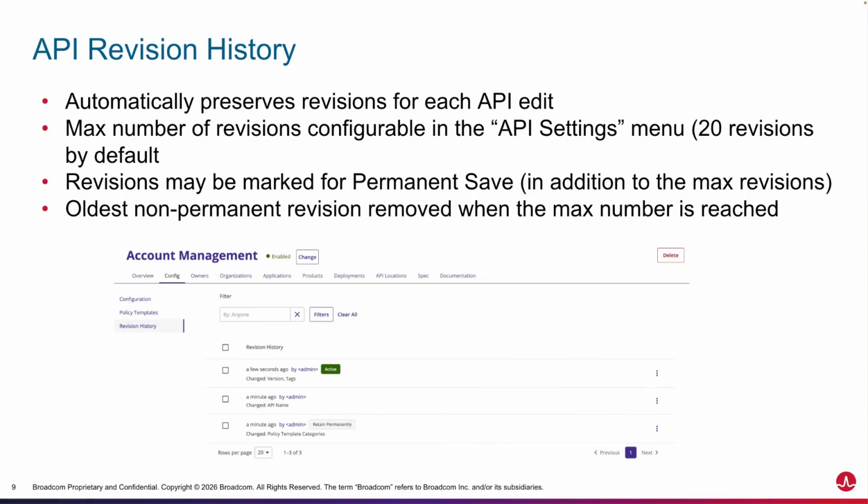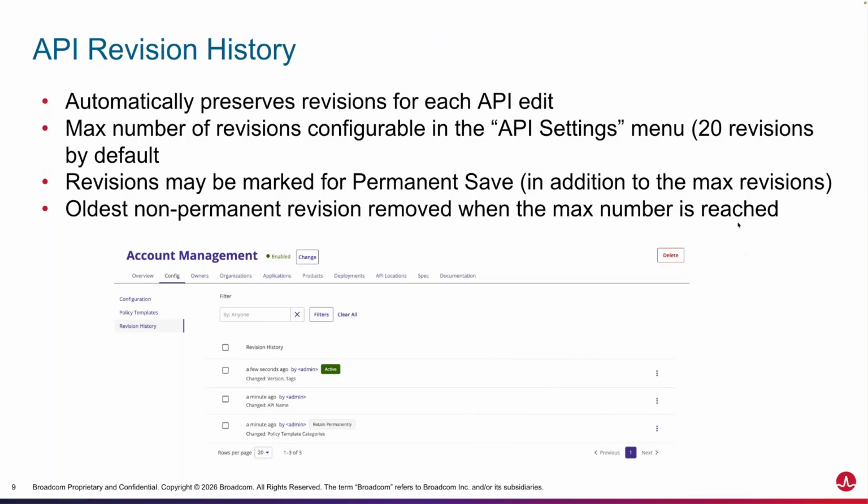There is this notion of marking a revision to be saved permanently. So that's basically in addition to the 20 more transient revisions you'd have, the permanent ones will stay forever. And again, similar to the way Policy Manager worked with policies, the only difference is instead of adding a comment, you're explicitly marking it as a permanent save. And of course, when you exceed the number of revisions that are configured, the oldest one is the one that gets removed. So let's jump over and take a quick look at that.